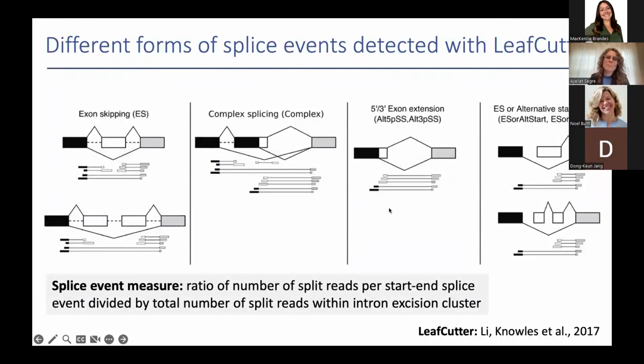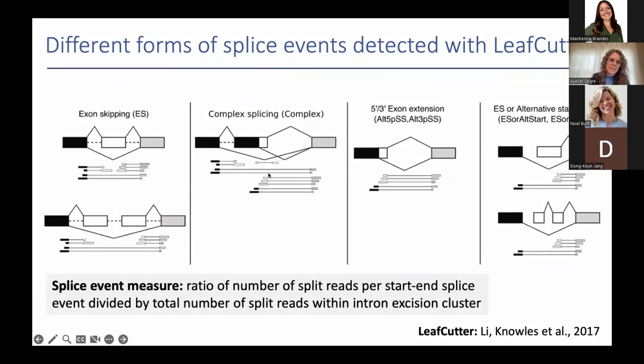For the splice QTLs I'll show you today in GTEx, and we have an ongoing project in retina with Anand Swaroop's lab, we have detected splice events using LeafCutter, which can detect different types of splice events, such as exon skipping, alternative start or end sites, 5' or 3' start or end sites of exons, and more complex splicing events.